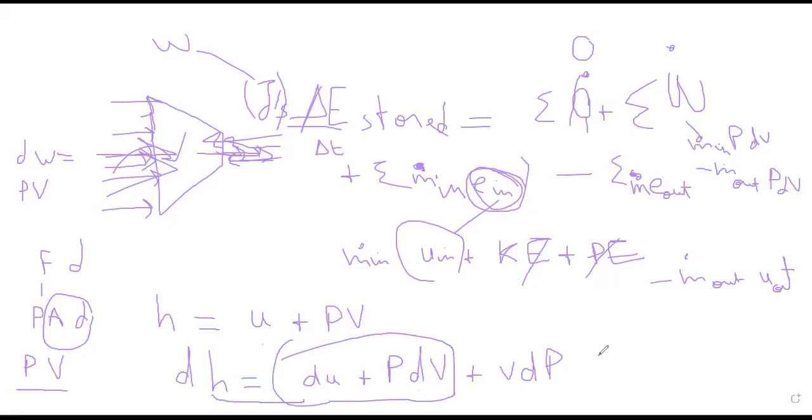Vdp, especially when we consider liquid, is very small, so we will neglect this term, and we have that dh can be calculated as du plus pdv. This is why in such problems you can replace the work of pressure forces plus m dot in u in minus m dot out u out by m dot in h in minus m dot out h out. So from here, the enthalpy term.